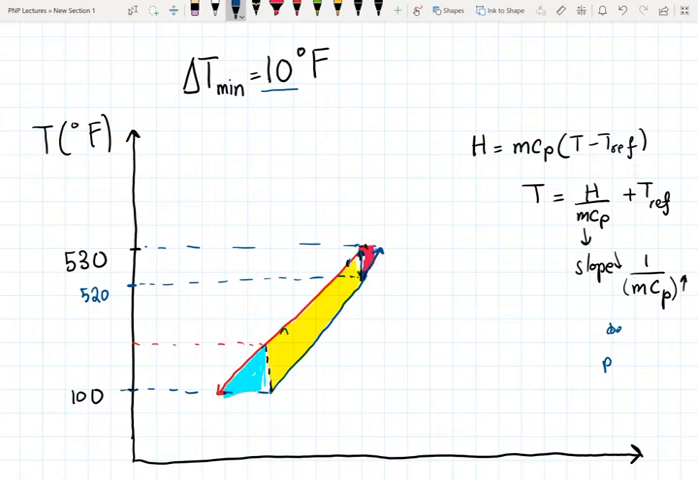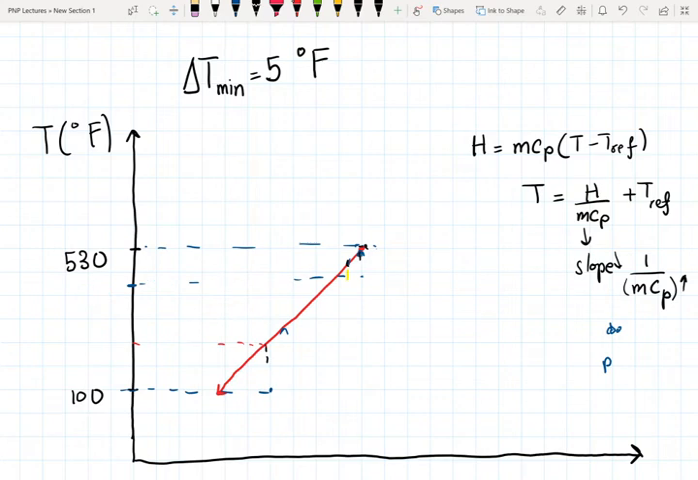Now let's say we had a different minimum approach temperature, let's say we had a minimum approach temperature of 5, and how would that impact our heat exchange network? So if I just get rid of these intermediate temperatures, now my minimum approach temperature, once again the pinch, which is where the minimum approach temperature occurs, it's going to be on the hot side. So 525.